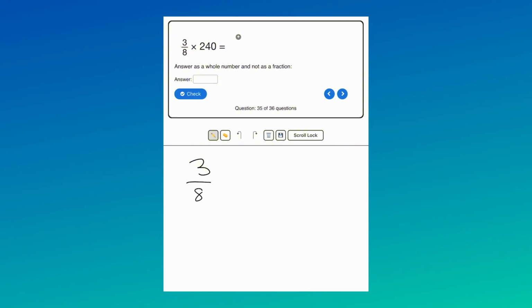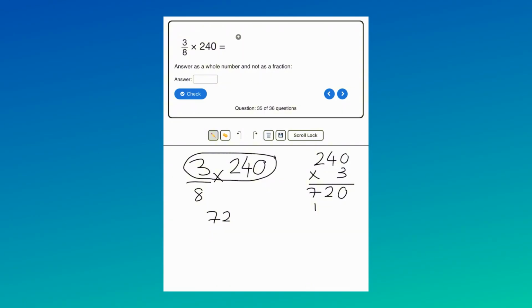3/8 times 240. So what I'm firstly going to do is I'm going to multiply my numerators together. So I have 240 times 3. 3 times 0 is 0. 3 4s are 12. 3 2s are 6, plus 1 is 7. So now I have 720 all over 8.